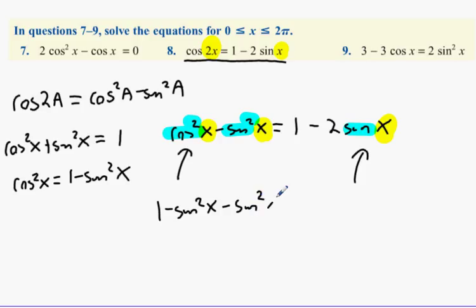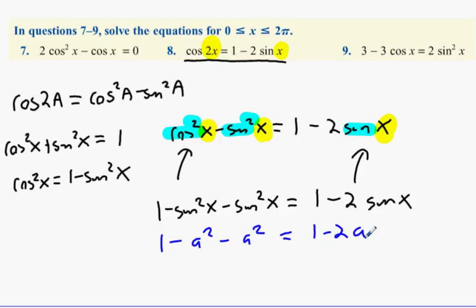minus sine squared x equals 1 minus 2 sine x. Now, what could I do with the sine x's, can you tell me? Pick a letter, any letter that we haven't already used. A will do. 1 minus, anybody? 1 minus a squared minus a squared equals 1 minus 2a. Happy enough with that? Move it all over one side. 2a squared minus 2a. Do the ones cancel?